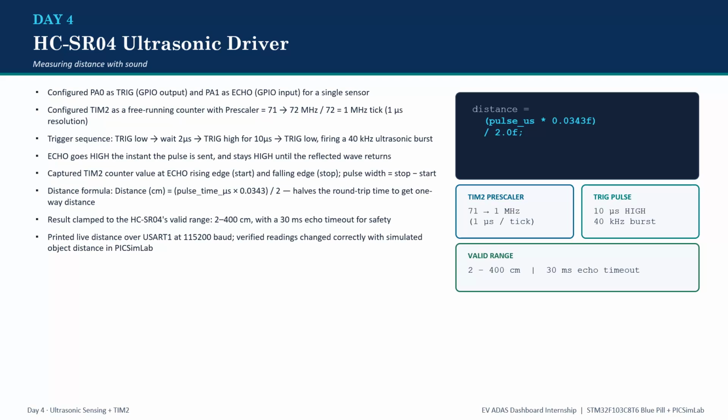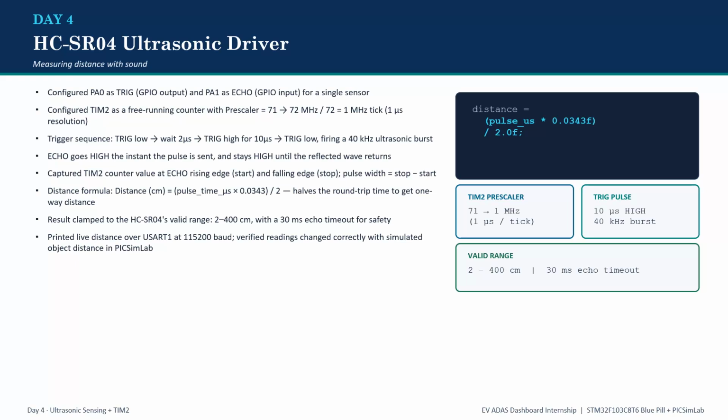The difference between those two gives me the pulse width in microseconds, which represents the total round trip time of the sound wave. To convert that into distance, I multiply the pulse time by 0.0343, that's the speed of sound in centimeters per microsecond, and then divide it by 2 because the sound travels to the object and back. So dividing by 2 gives us the one-way distance.